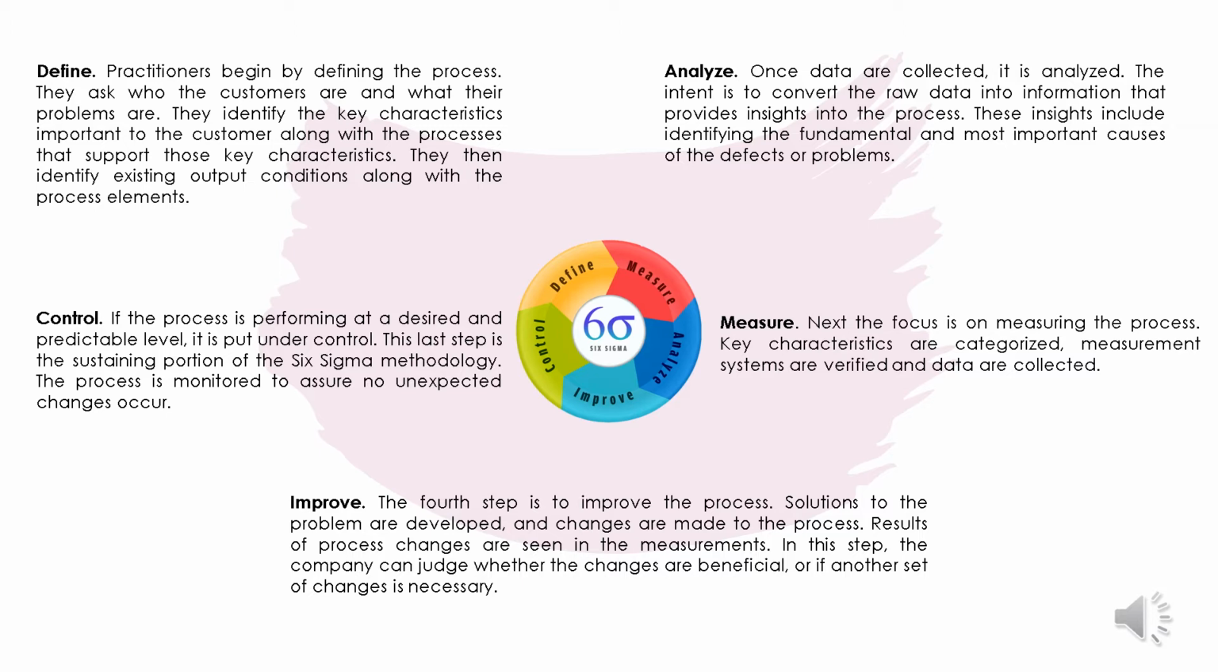Number 3. Improve. The next step is to improve the process. Solutions to the problem are developed and the changes are made to the process. Results of process changes are measured in each step. The company can judge whether the changes are beneficial or if another set of changes is necessary.